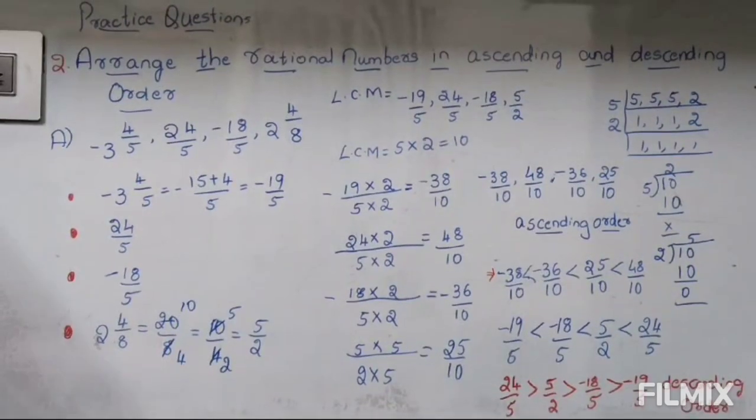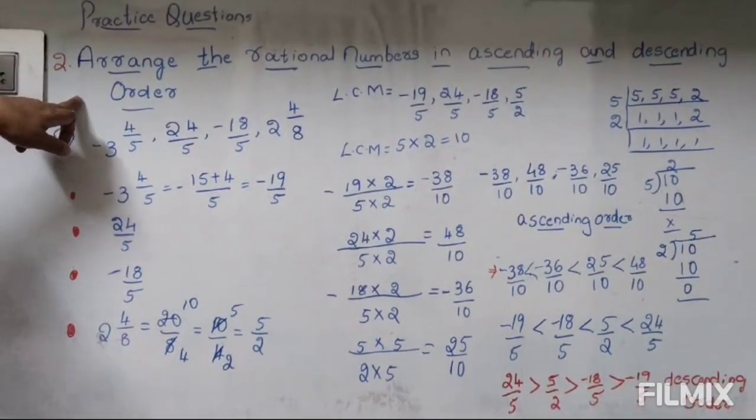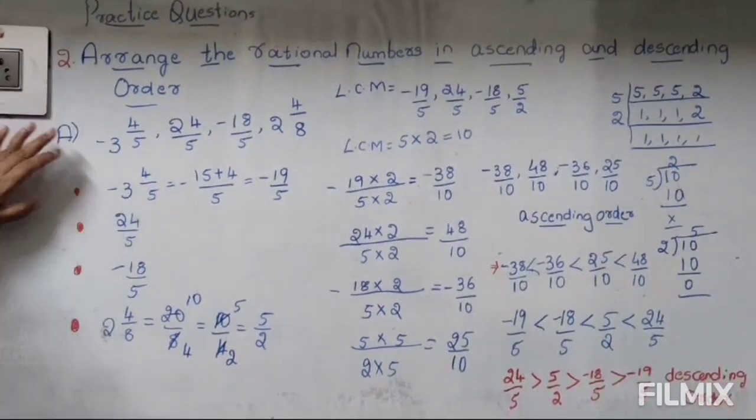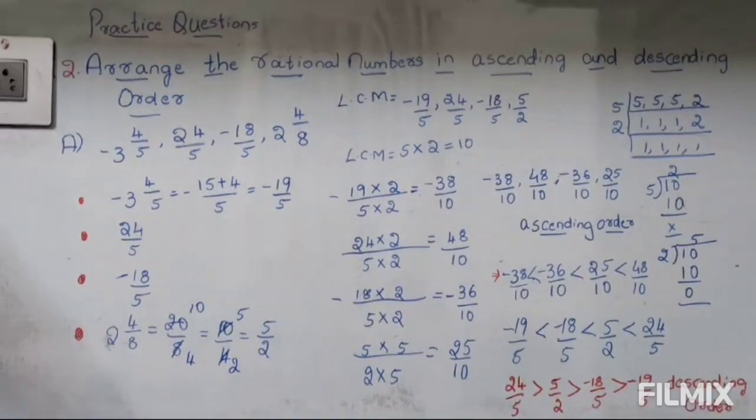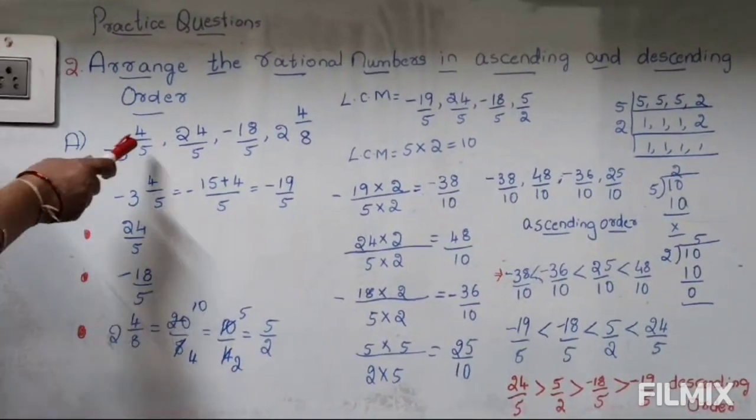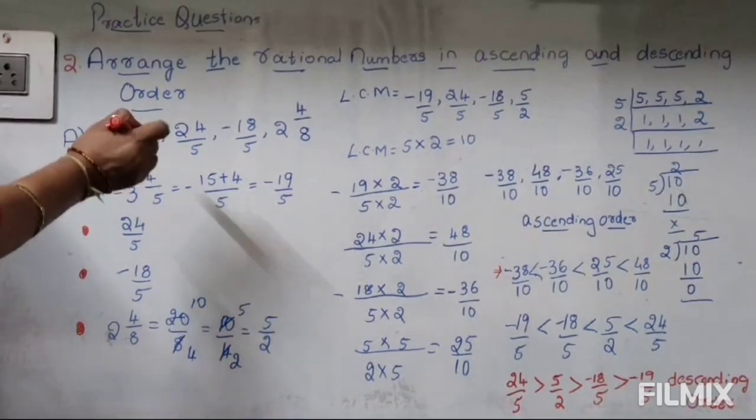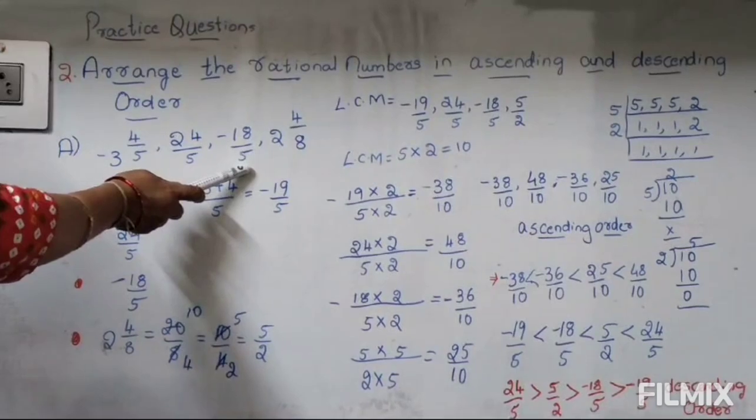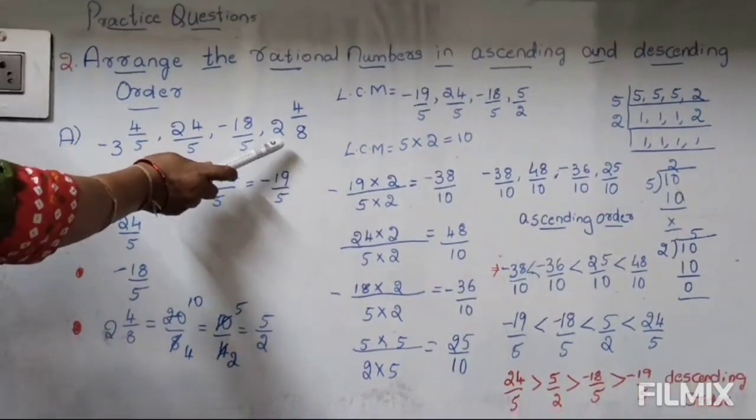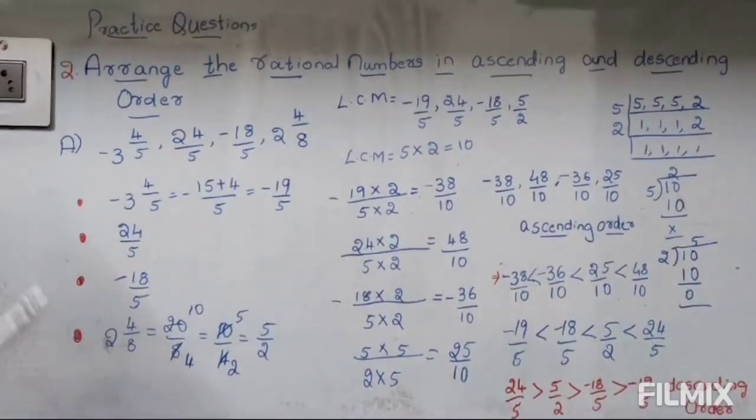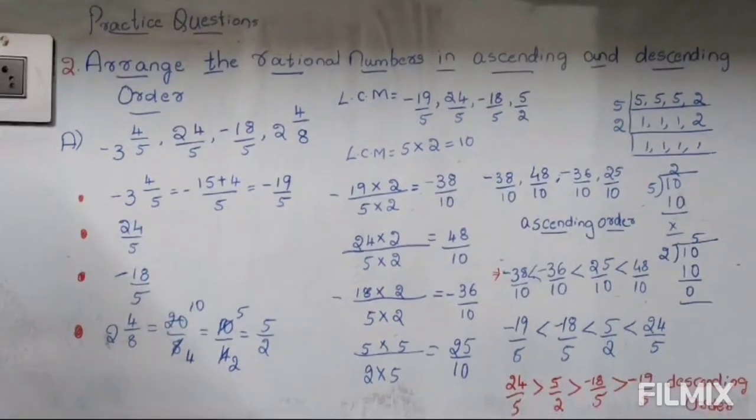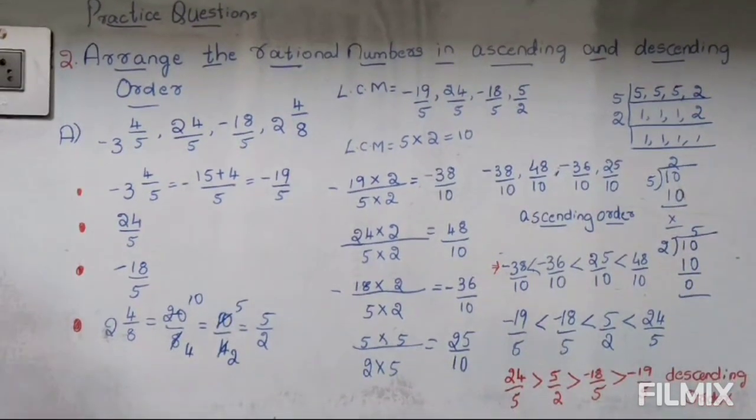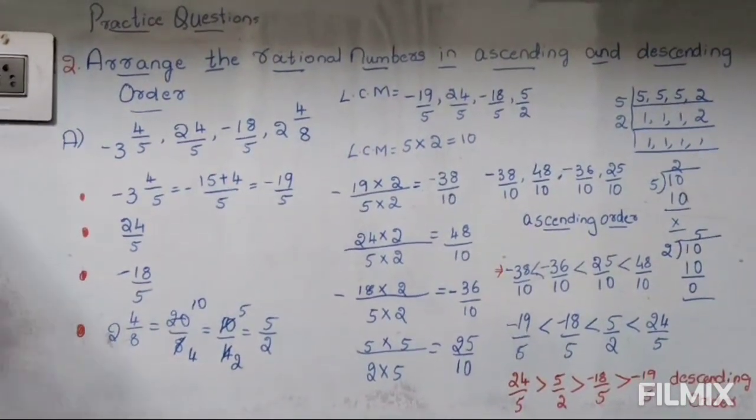The second question in this is, arrange the rational numbers in ascending and descending order. Okay. The question goes like this: minus 3 4 by 5, 2 4 by 5, minus 1 3 by 5, 2 4 by 8. So what is the first step I have taught you? You have to convert the mixed fractions into improper fractions. Look here, I have done it here.